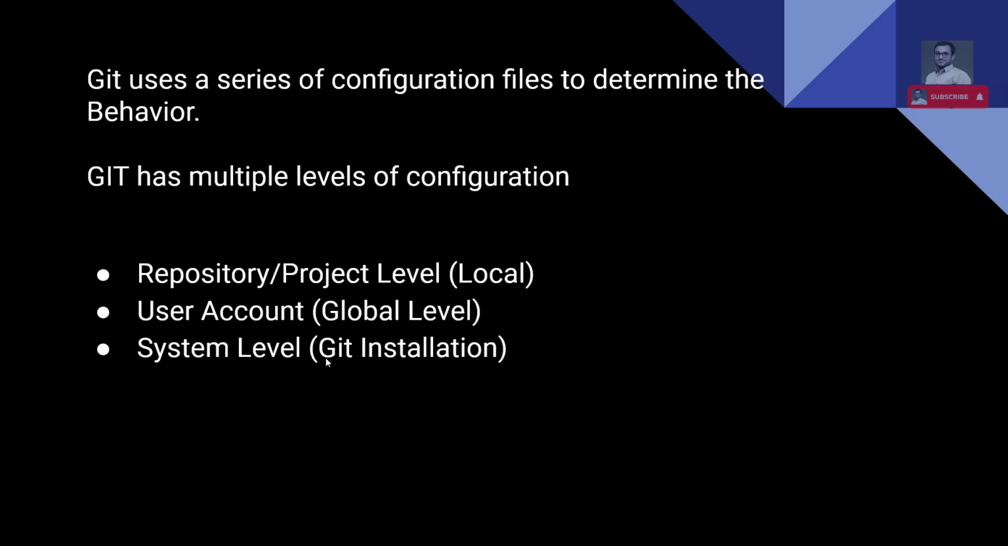So you have three configuration files for Git. The first is at the Git installation level, where Git has been installed in your system; in that folder you will have one configuration file. At the user account level, each computer user has one configuration file. And at the project level, each project also has its own configuration file. Now, which will take priority?